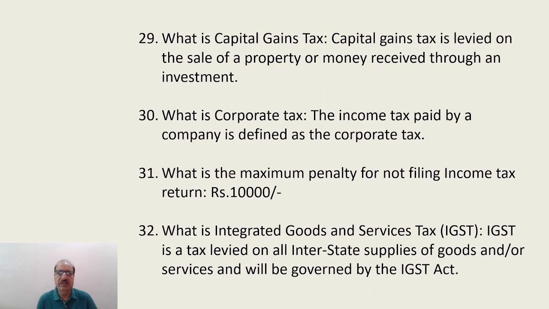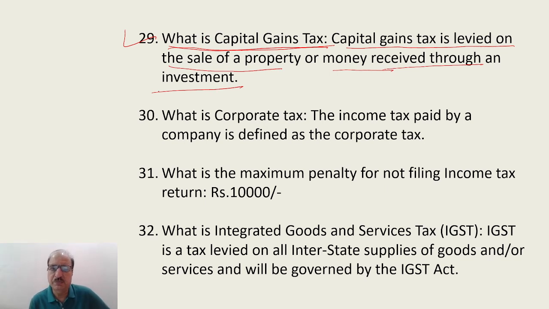Now let's go to question number 29. What is capital gain tax? Capital gain tax is levied on the sale of property or money received through an investment. When a profit is made out of investment or sale of property, a tax is levied on that. That is called capital gain tax.